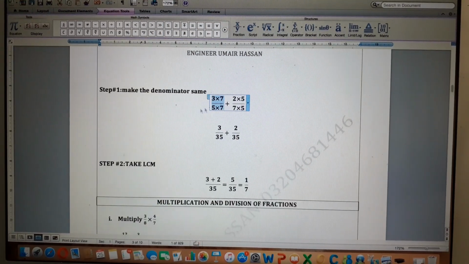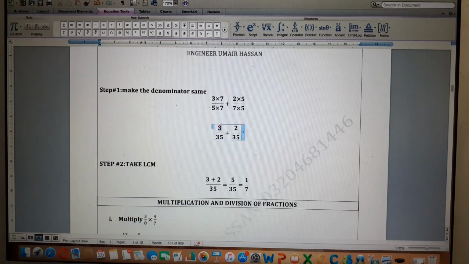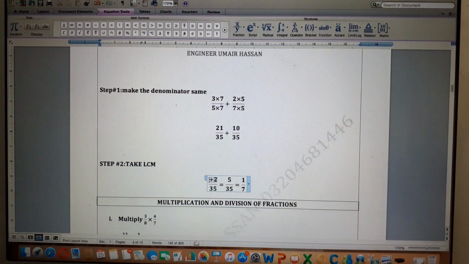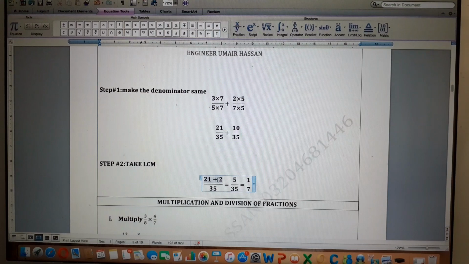Upon simplification, you will get here 21, and you will get here 10. So 7 5s are 35, 7 5s are 35. Now I have the same denominators, both are 35, so I can take the LCM now with the same denominator, and I will add the numerators as they are.